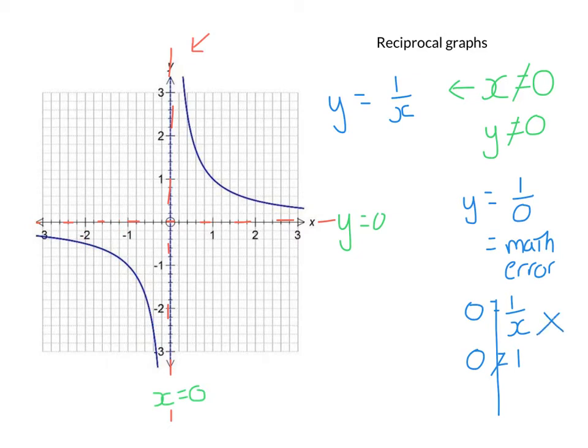So that's why these are both asymptotes, because the graph will never be x equals 0. It will never touch x equals 0, and it will never touch y equals 0. So that's what an asymptote is.